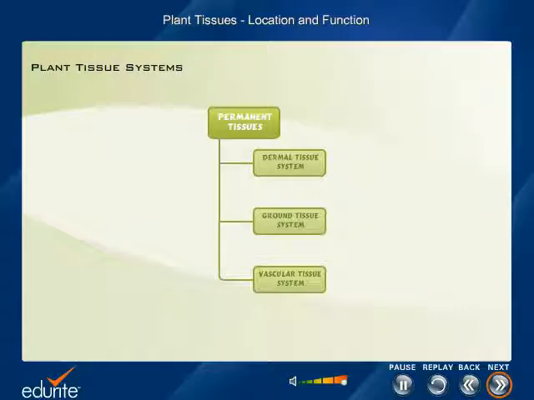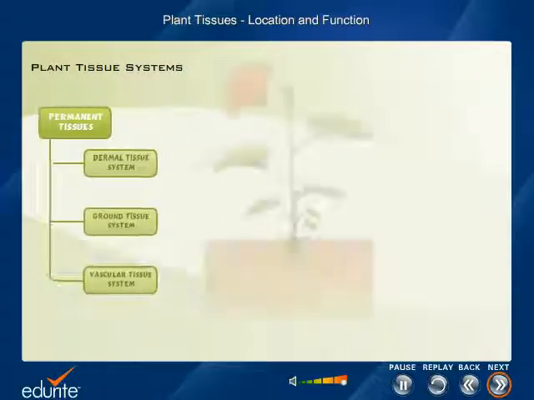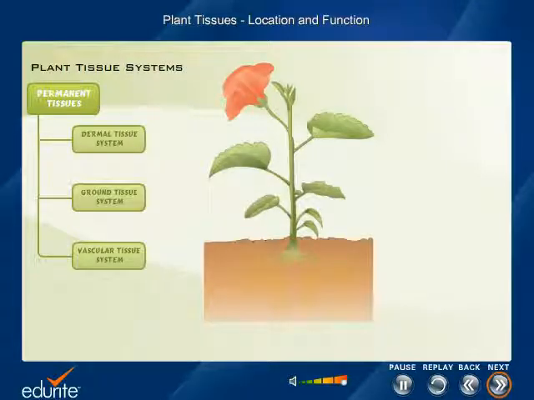Permanent plant tissues comprise the differentiated cells derived from the meristematic tissues. They are organized into three basic tissue systems: the dermal tissue system, the ground tissue system, and the vascular tissue system. Let's locate these three tissue systems in the plant body shown here.